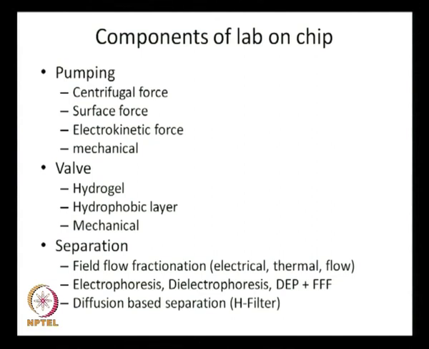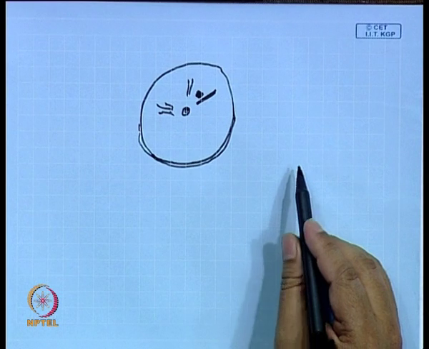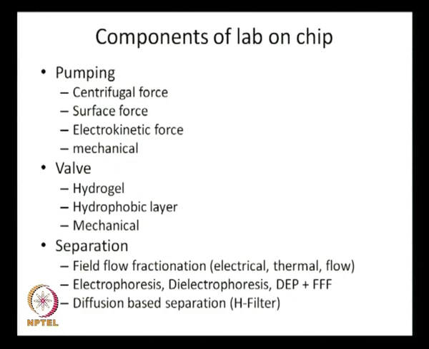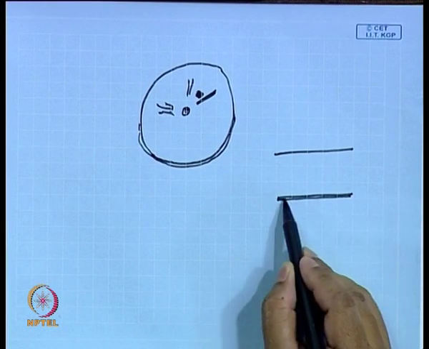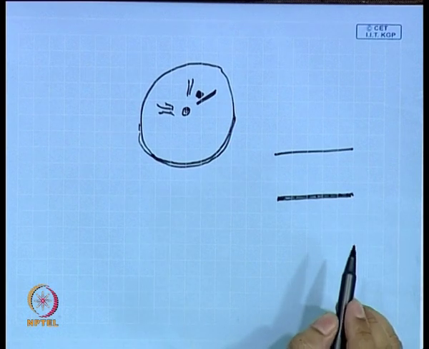In a lab on a chip device, you need to have separation accomplished, and for that there are various techniques available. First, I would like to talk about what is called field flow fractionation. It can be of various types, for example, electrical, thermal or flow. The way it works is, suppose I look at field flow fractionation of flow type. Suppose you have a channel and on the wall you have a membrane placed.